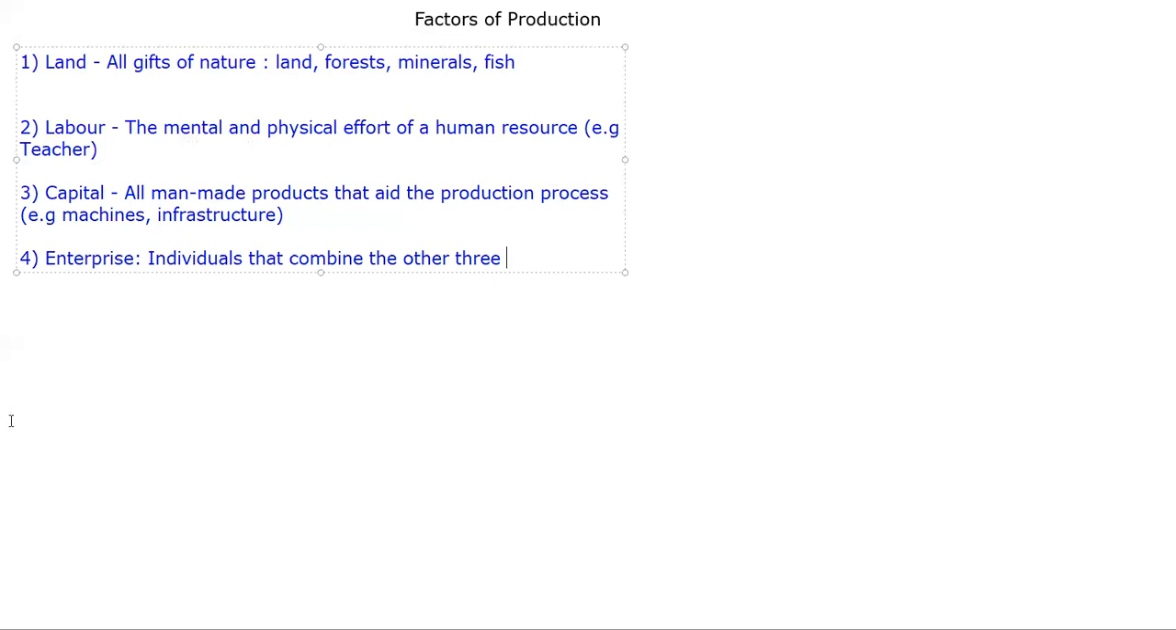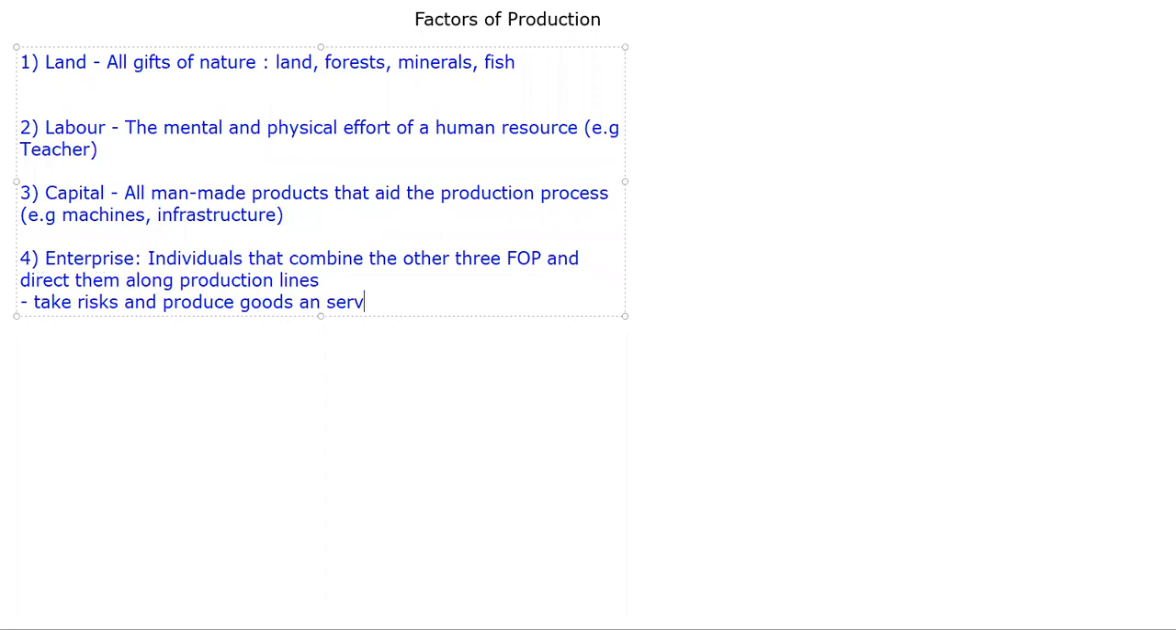Enterprise is the individuals who combine the other three factors of production and direct them along production lines. The reason they do so is because they take the risks associated with this and produce goods and services in anticipation of demand. One thing is crucial here, and it's a very common question: you wouldn't find this factor of production in a planned or command economic system. However, it would be very important, and perhaps the most important factor, in a market economic system.